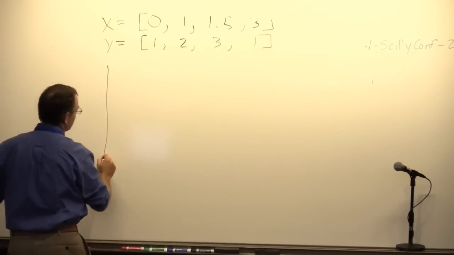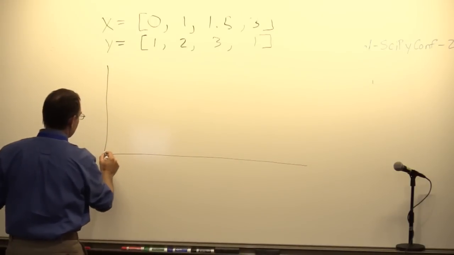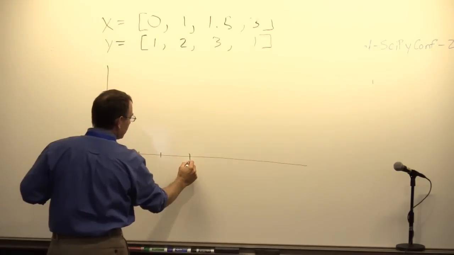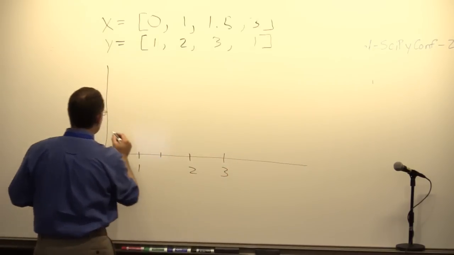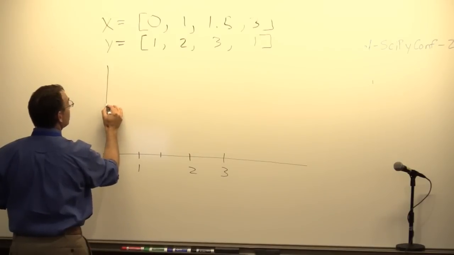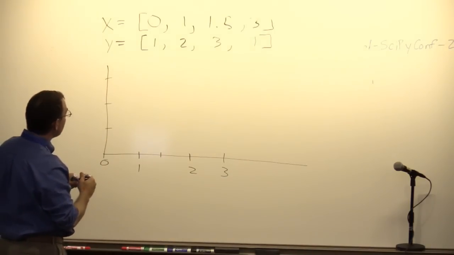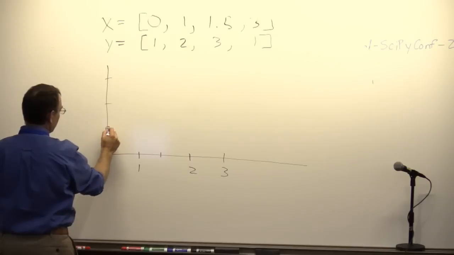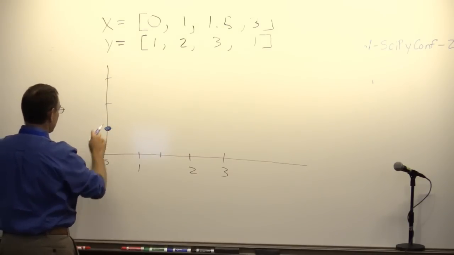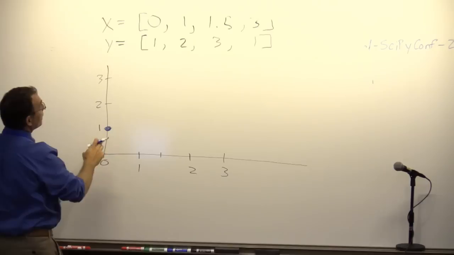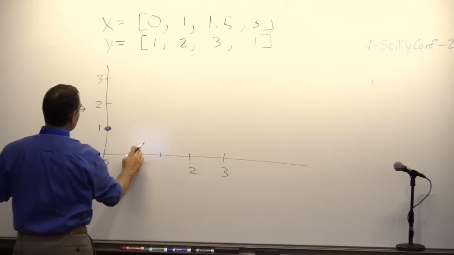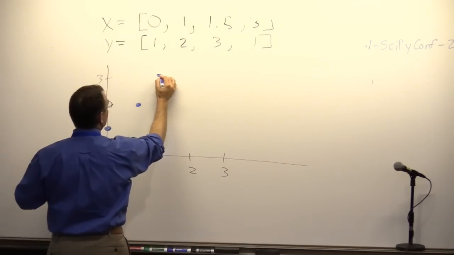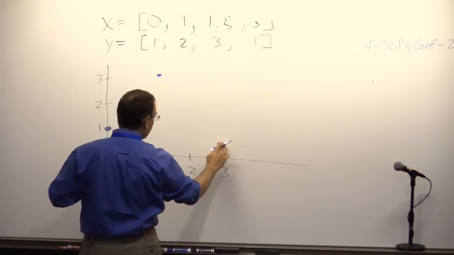So if I go and plot these, then we're going to start at 0 here, we go out to 1, we have a value of 1.5, and then 2, and then 3, and then we have y was at 1, 2, and 3. So if I plot these values, I start at 0, 1, the x value is here, and then I have a y value there. And then if I plot 1, 2, I come here, and I'm going to have a value there. And then 1.5 and 3, I'm here. And then I go way out to 3, and I have a value at 1.